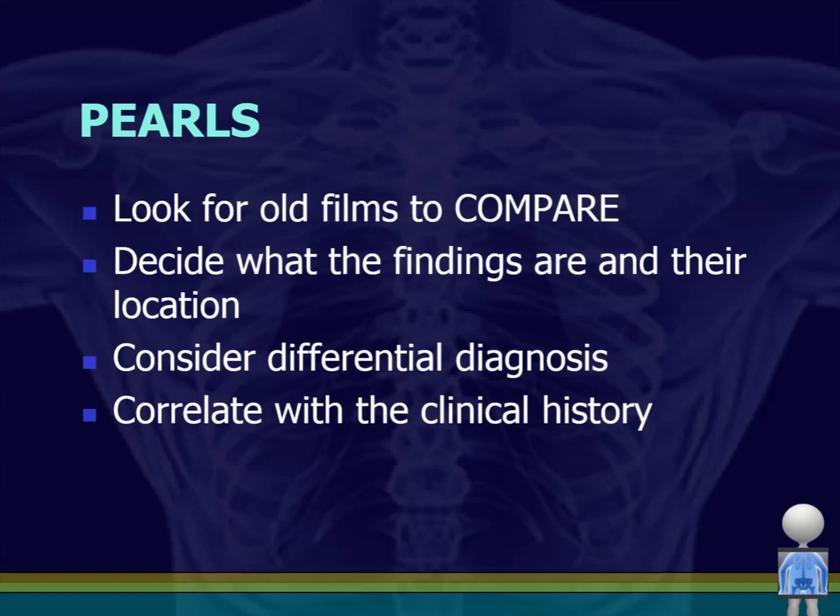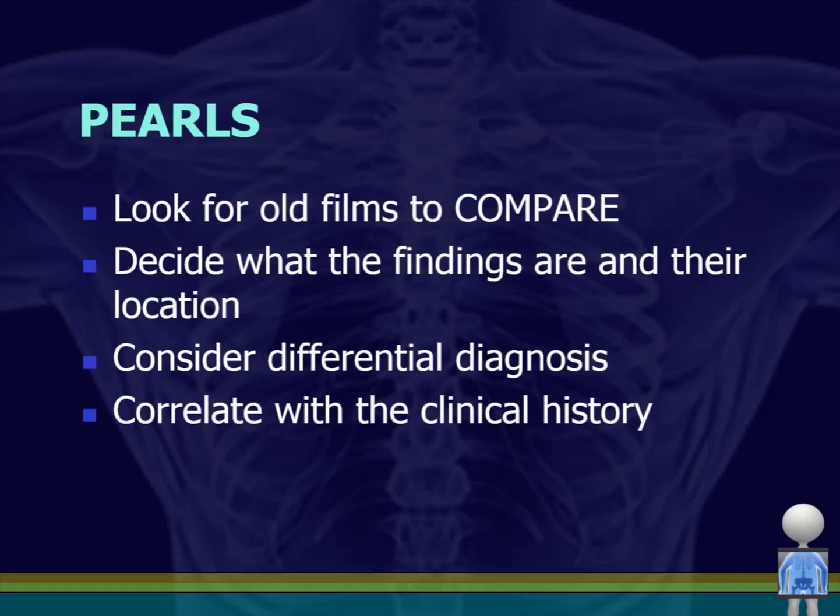Old films can be very valuable in comparison, especially if we're talking about chronic things or comparing things as far as what's the difference in the last 6 months and how it may have grown or changed. Do I think this is acute or chronic? Look at the old films. Maybe it's been there for 12 years and you're trying to treat it as something that happened yesterday.